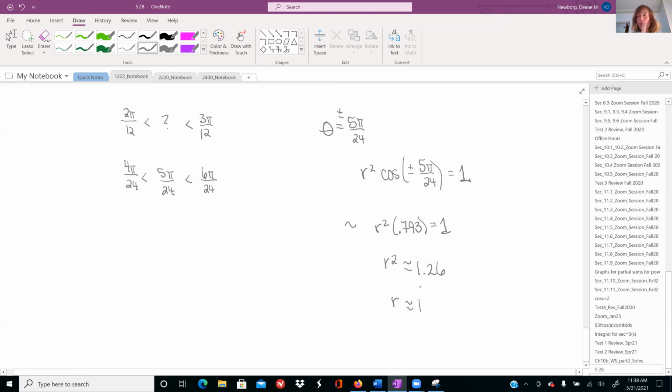Oh, I know what I did wrong. I forgot to multiply this by 2, right? It was 2 times that. So it really ends up being 5 pi over 12. Forgot to multiply by 2. Okay, so cosine 5 pi over 12.